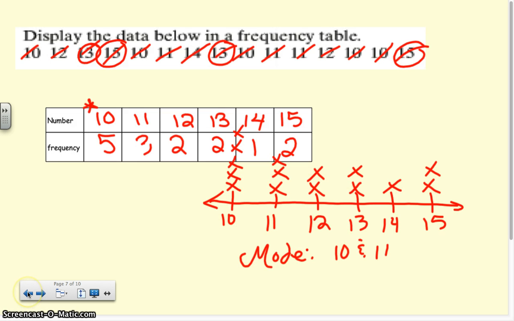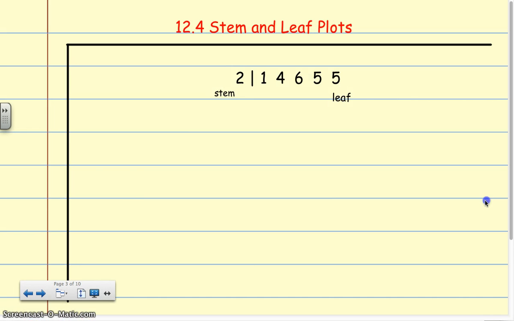Alright, we're not doing histograms, so that's all you need to know with frequency tables and line plots. What we're going to do for 12-4 lesson, we're going to talk about stem and leaf plots. Stem and leaf plots look like you have a stem and a leaf. The stem is the front end of the data set, and the leaf is the back end. So what this really represents for stem and leaf, this represents the first number. These are different endings of the first number. So this whole stem and leaf plot represents numbers in the 20s. It's 21, 24, 26, 25, and 25.